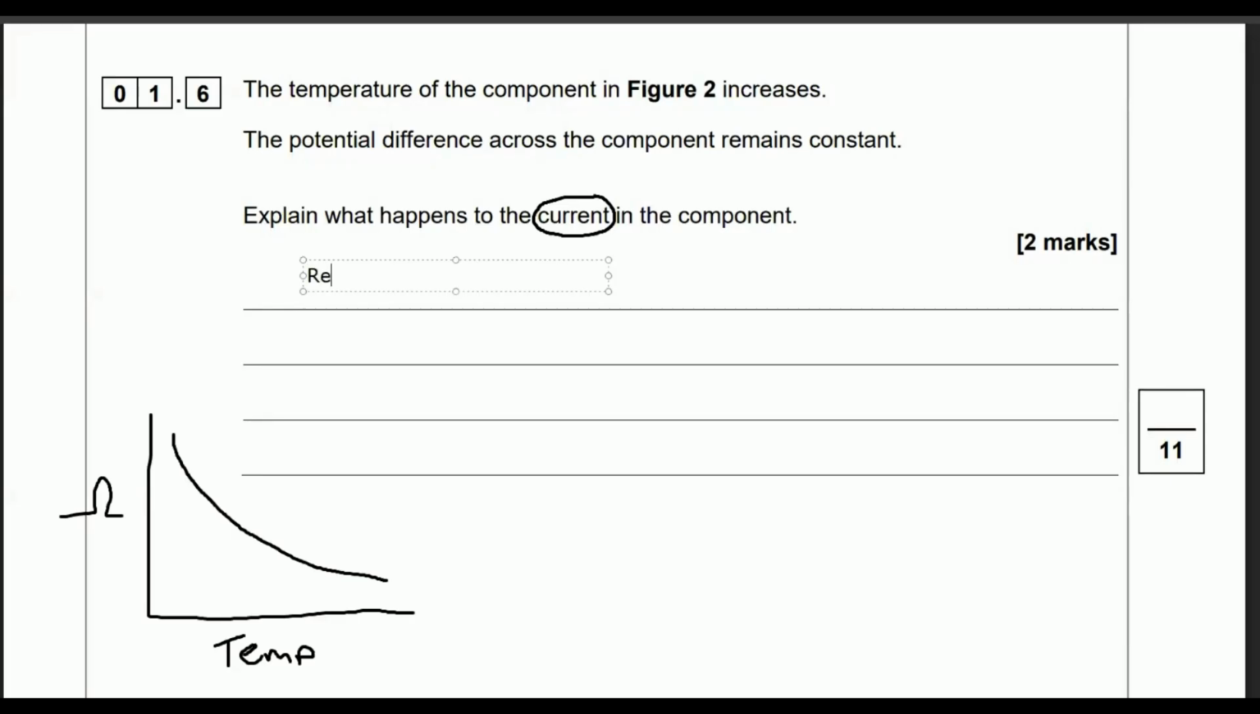So we want to say resistance decreases. So the current increases. And there we go. That's 2 marks. One for knowing the resistance decreases with increasing temperature, and so the current increases.